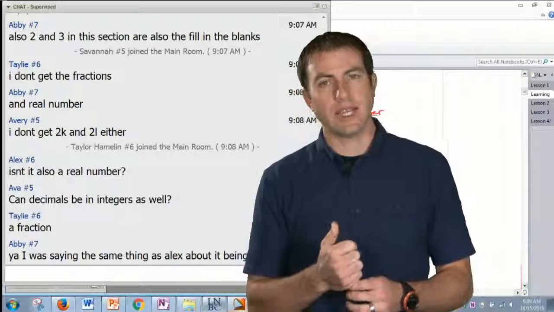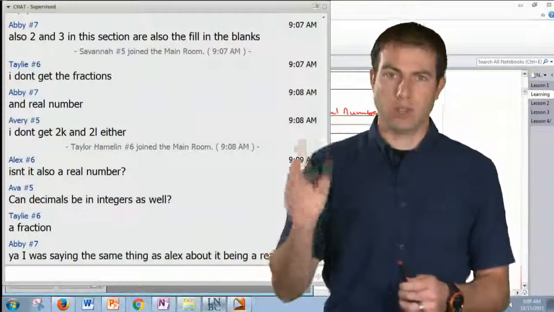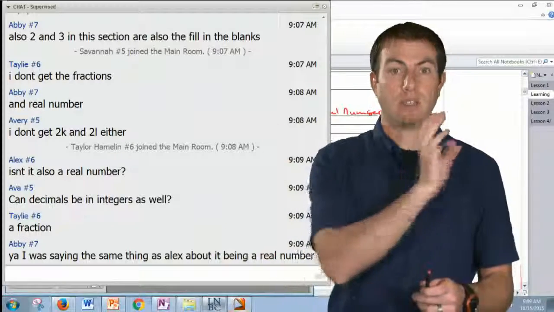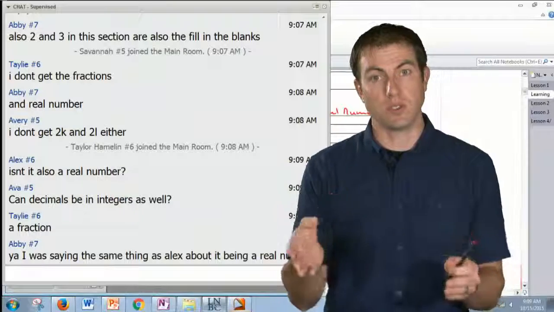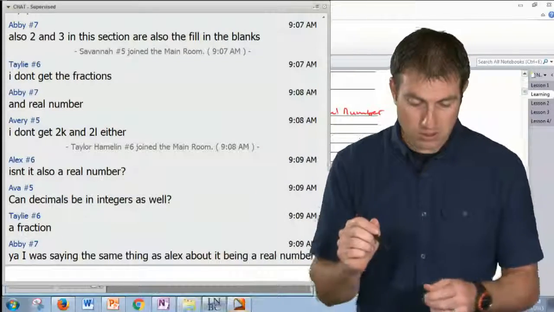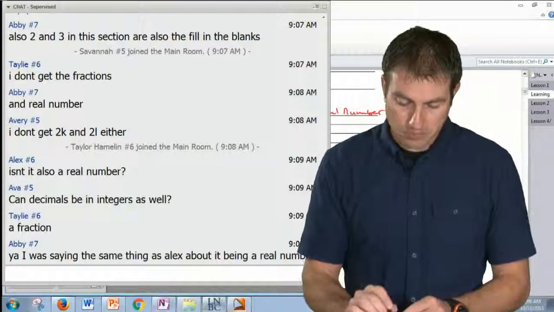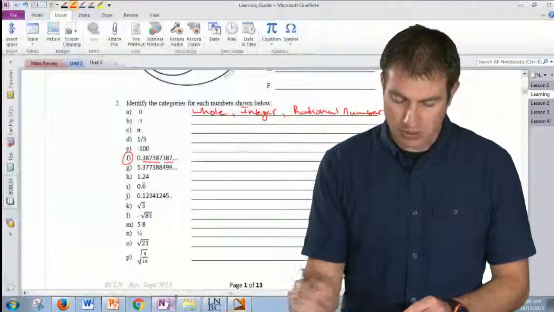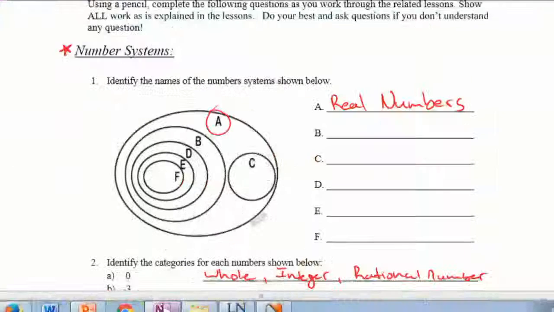By definition, a decimal isn't an integer because integers are just like 1, 2, 3, or -1, -7,023. Those are integers. As soon as we go into a decimal, it's just a rational number. And Alex brings up a good point. Isn't it also a real number? Which is an interesting idea to talk about.